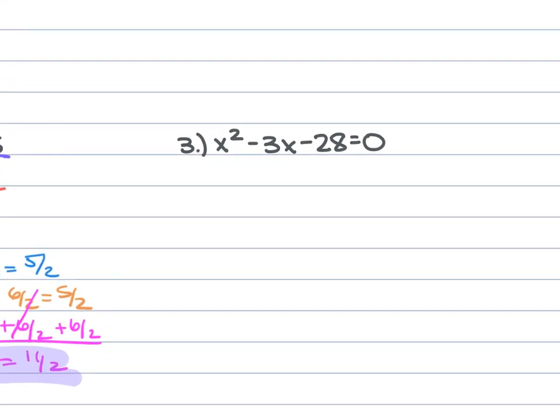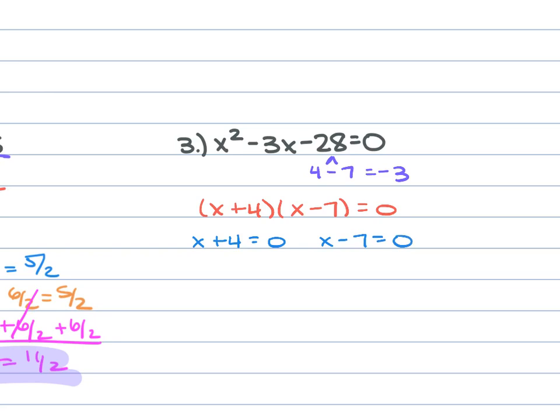For 3, we have x squared minus 3x minus 28 is equal to 0. My factors of negative 28 that add up to be negative 3 are 4 and negative 7. So I'm going to solve this by factoring it. So I'm going to have x plus 4 times x minus 7 is equal to 0. I'm going to set both of these parentheses equal to 0, so I have x plus 4 is equal to 0, and x minus 7 is equal to 0.